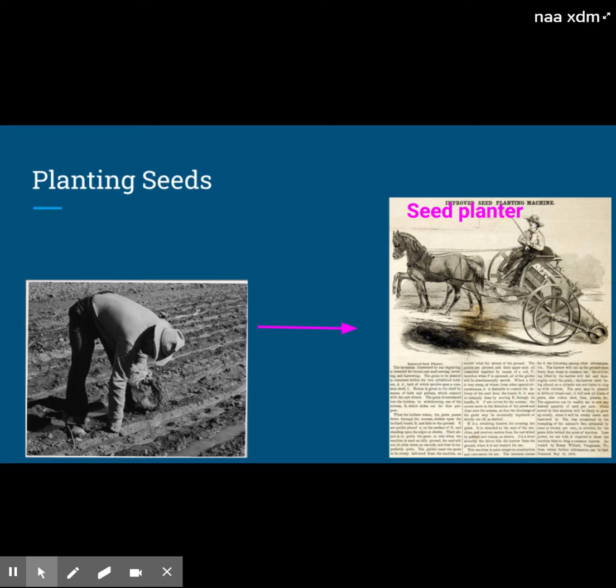I didn't find a very good example of a person who is planting wheat.